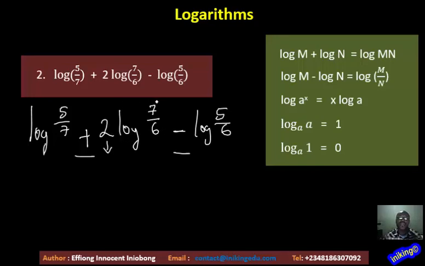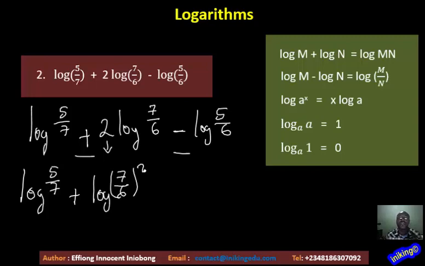So at first I'll transfer this 2 inward and rewrite this line as logarithm of 5 over 7 plus, instead of 2 log 7 over 6, I will now write this as log of 7 over 6 raised to the power of 2. Yes, because this 2 came from here. And then minus the logarithm of 5 over 6. So now I have all logarithms standing on their own. So I can apply the first and the second rule. Where I have plus, I'll multiply. Where I have minus, I divide.